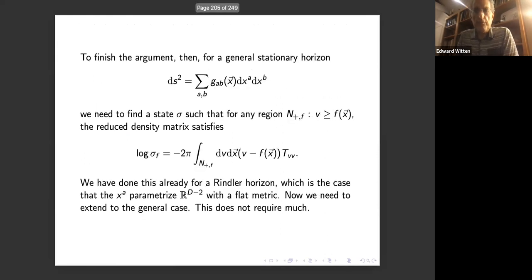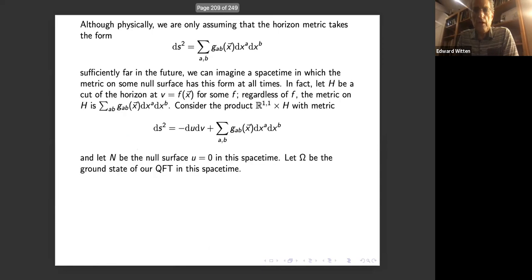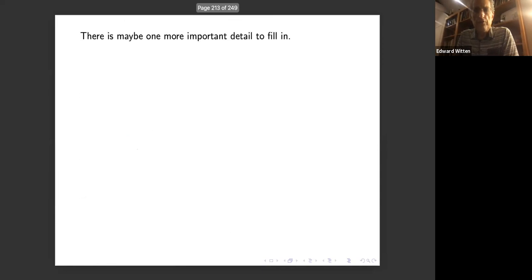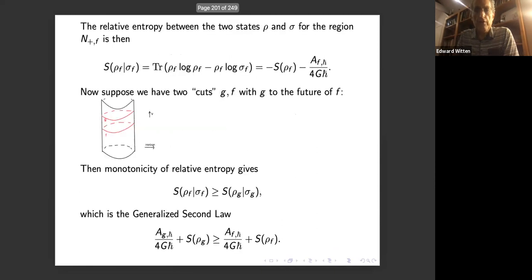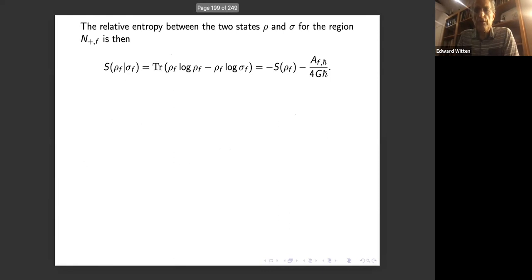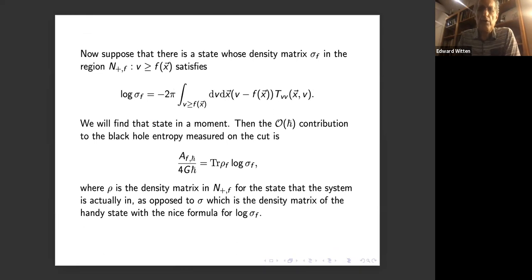I'm not sure if I should say any more because I've run over too much. I think I should explain the rest of the argument more patiently next time. Next time I'm going to review the last few steps of this argument because I think I went through it too quickly. But there was one gap in what I've told you, which is that we didn't find the magic state sigma f, which is going to lead to this magical equality.